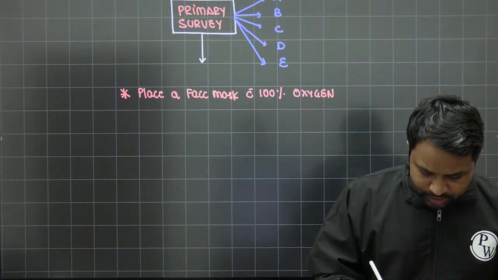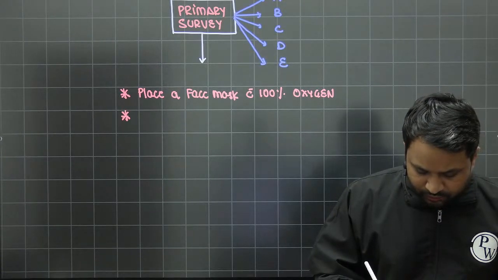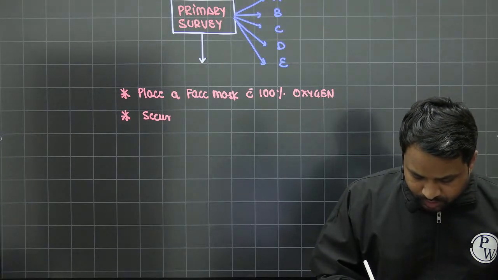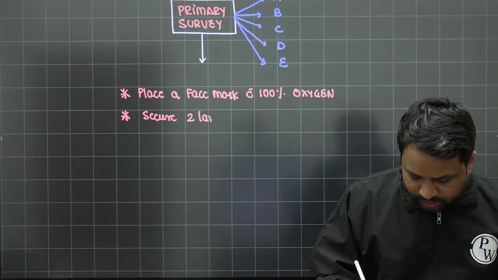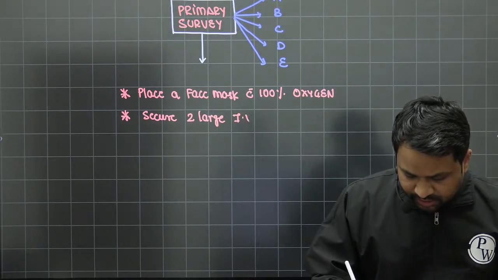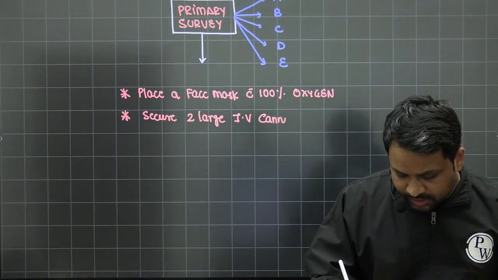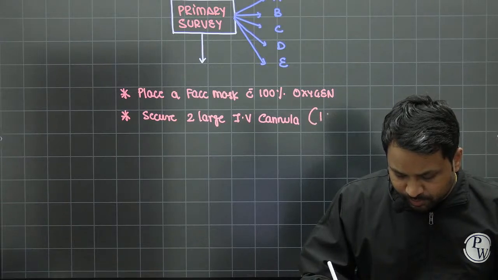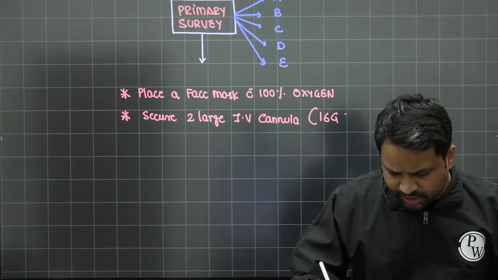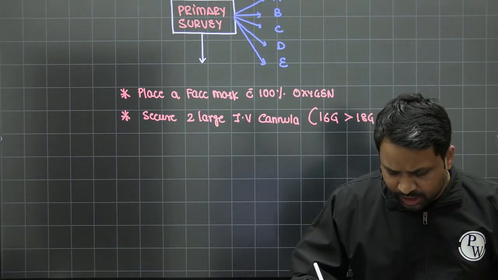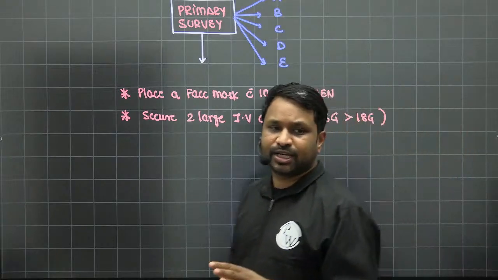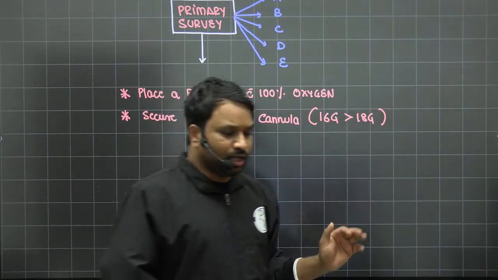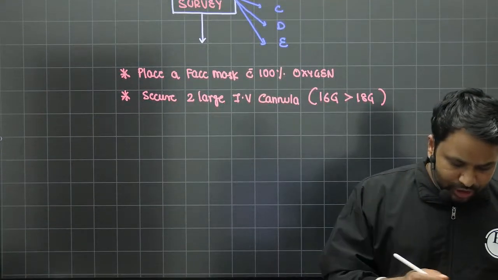Now all patients of burns, specifically with significant burns, you have to secure 2 large IV cannulas. We have already spoken about it: 16 gauge is preferred over 18 gauge. So ideally I should put a 16 gauge needle. If you do not have a 16 gauge needle, you can go ahead with an 18 gauge needle as well.